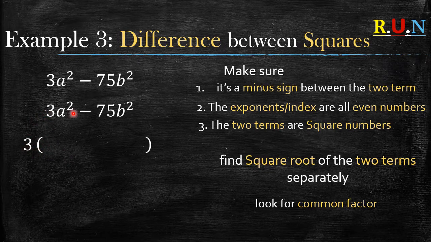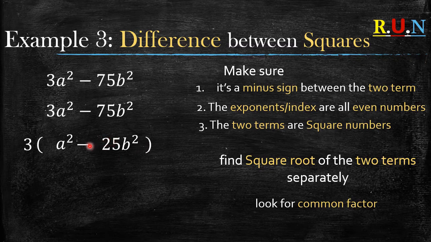Now, here I just rewrote the question. So, if 3 is the highest common factor, then we divide our question by the highest common factor, which is 3. So we say 3 divided by 3 gives us 1, okay? Which will be a squared. Remember, we don't write ones. So what is negative 75 divided by 3? It gives us a negative 25b squared.